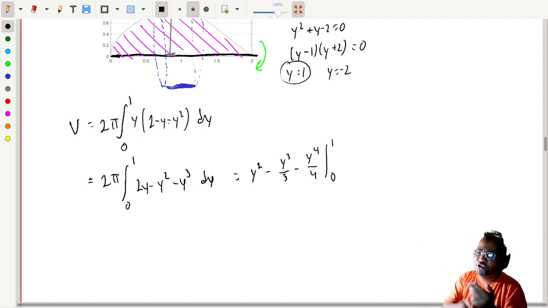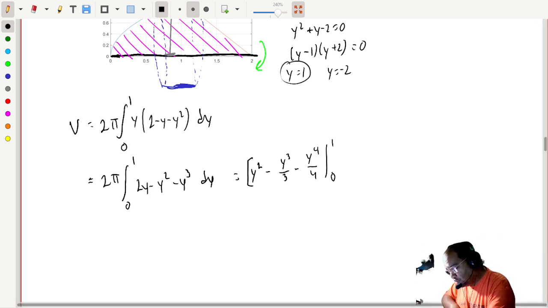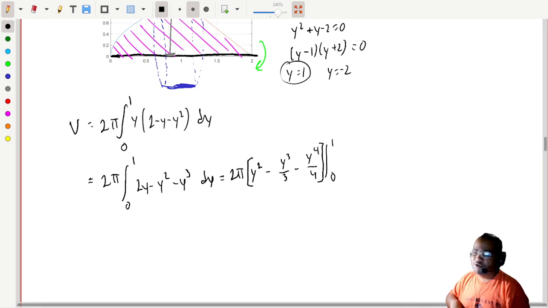By inspection, you can see that if I plug in 0, I get 0. And you should also notice that I am a doofus and forgot the 2 pi there. Don't be a doofus.